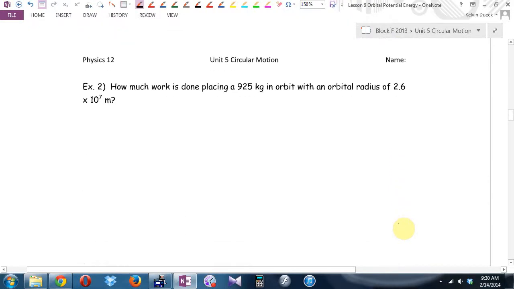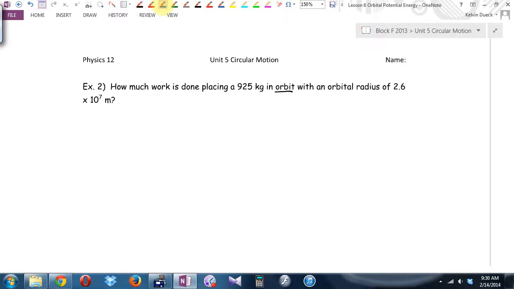You ready, Sasha? What are they asking me to find? How much work? And there's another key word. Orbit. That means not only are we lifting it up, once we get it up there, we're going to get it going in a circle.